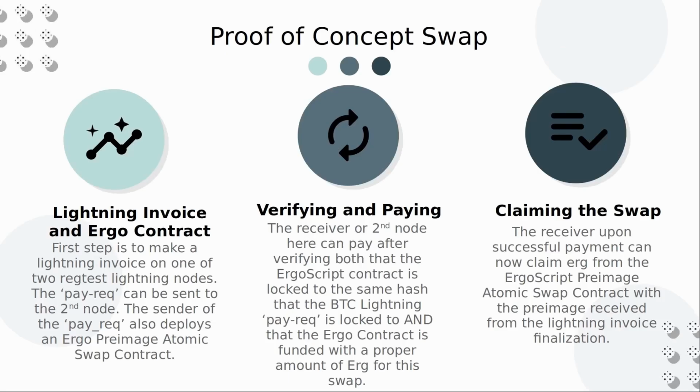So in our proof of concept swap, the steps for getting it done are: first we make a Lightning invoice on one of the regtest nodes. We send the payreq to the second node. Of course, the second node is me, so I can just copy and paste it.